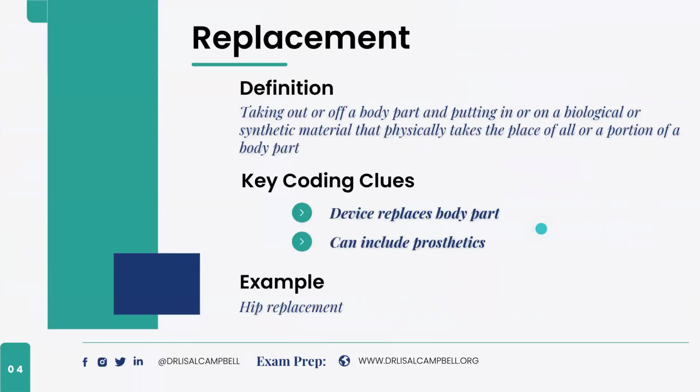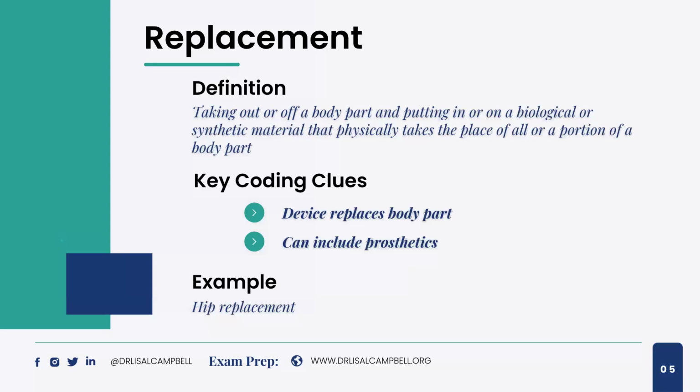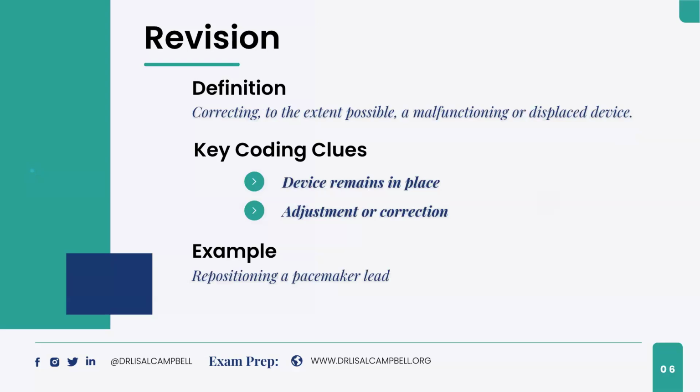All right, replacement. This is used when a body part is taken out and a device takes its place. The device could be biological or synthetic, and it physically replaces all or part of a body part. A classic example is total hip arthroplasty. The device becomes the body part. We have a replacement.